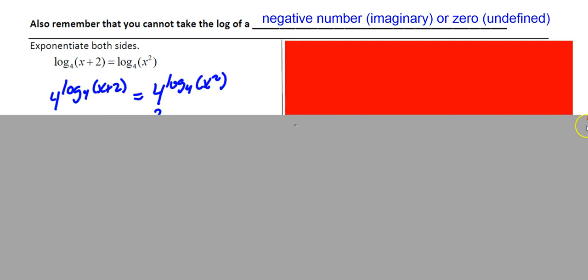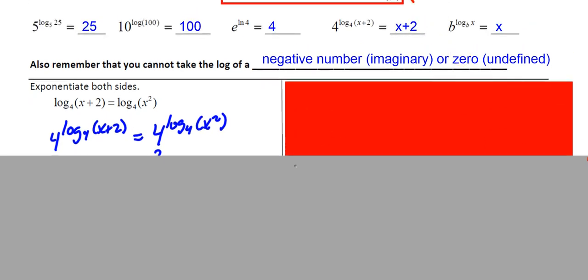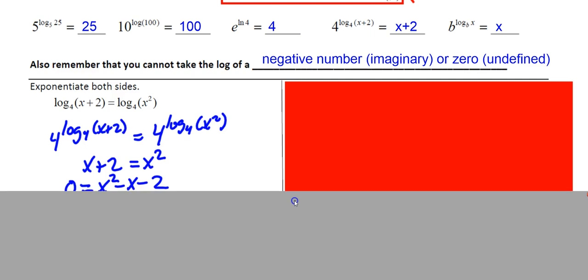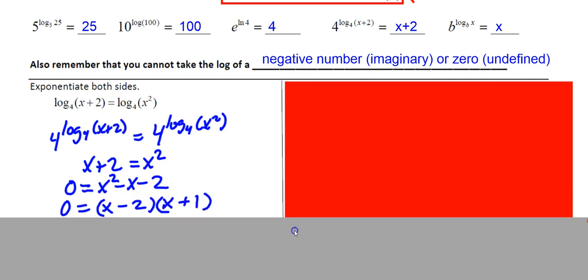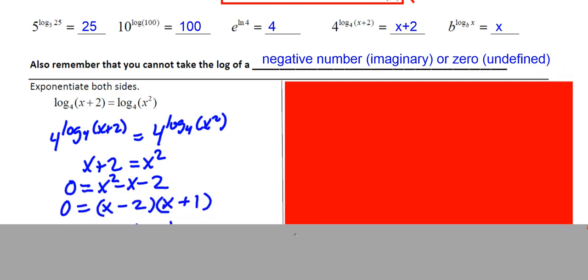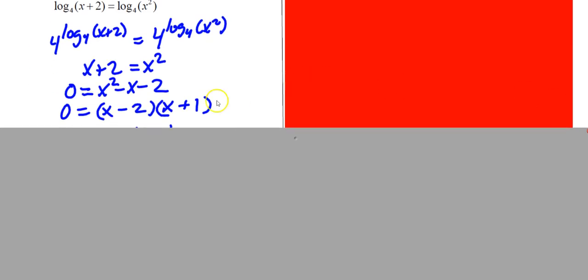Then, looking up here, we see 4 to the log base 4 of x plus 2 is just x plus 2. So this simplifies to x plus 2, and this simplifies to x squared. So we just end up with x plus 2 equals x squared. This happens to be a quadratic equation, which we can solve by factoring.